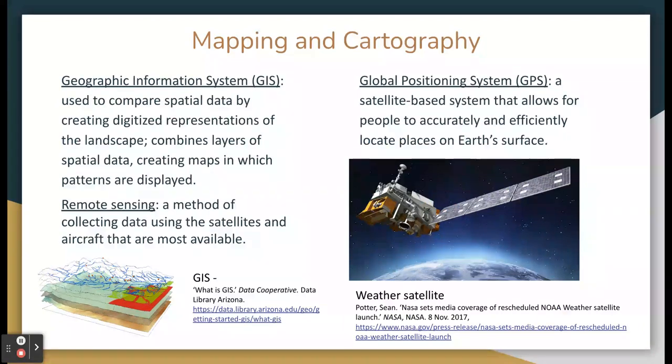Geographic Information System, GIS, is used to compare spatial data by creating digitized representations of the landscape. It combines layers of spatial data, creating maps in which patterns are displayed. Global positioning systems are satellite-based systems that allow people to accurately and efficiently locate places on Earth's surface. It uses remote sensing, which is a method of collecting data using the satellites and aircraft that are most available.